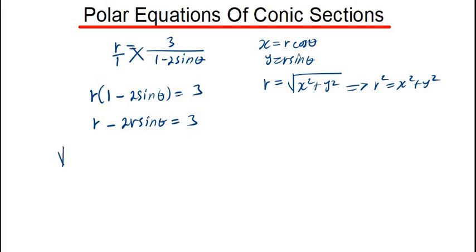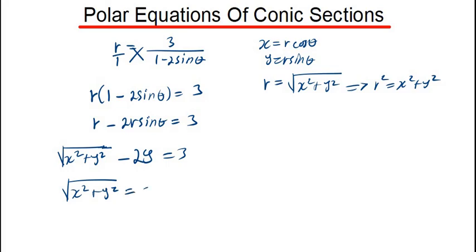As the square root of x squared plus y squared minus 2y, because r sine theta is equal to y, so that's going to be 2y there is equal to 3. So the square root of x squared plus y squared is equal to 3 plus 2y. Okay, and to get rid of the square root, you just square both sides.